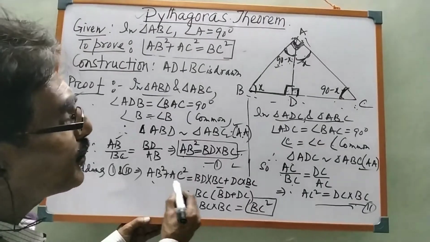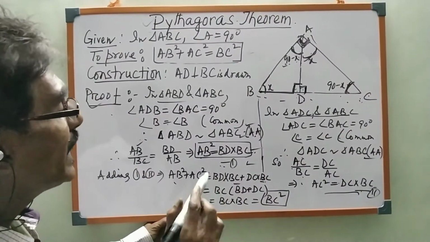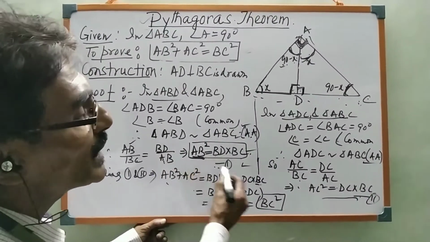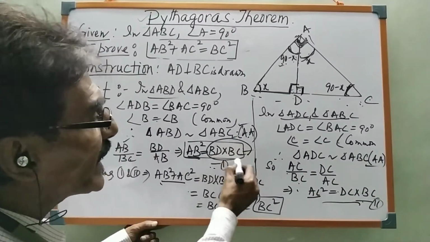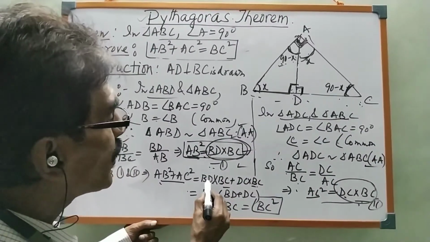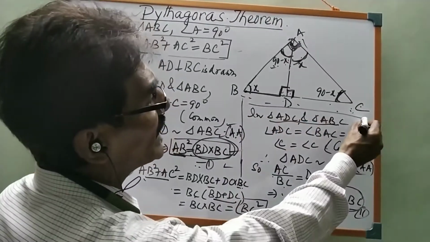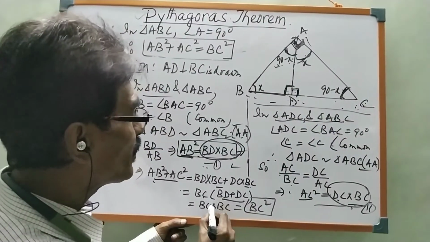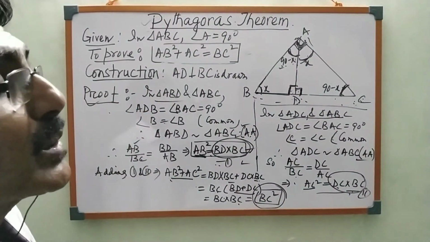So equation number 1 and equation number 2, if we add, meaning left side and right side both we are adding. Left side of equation number 1, AB square, and here AC square, we are adding. Right side we are adding this result and this, but in both BC is common, so BD plus DC is coming. Now see, BD plus DC is actually which thing? BD plus DC is nothing but the side BC. So BC into BC, we are getting BC square. This is the proof of Pythagoras theorem.